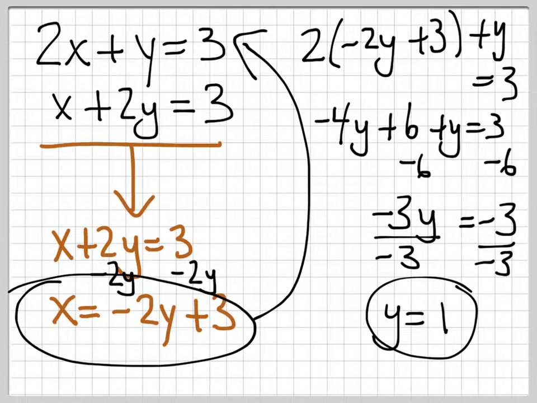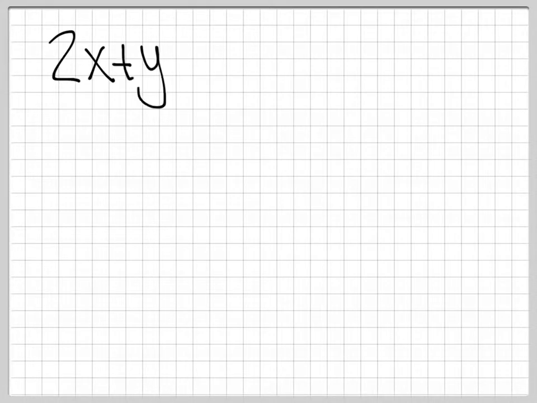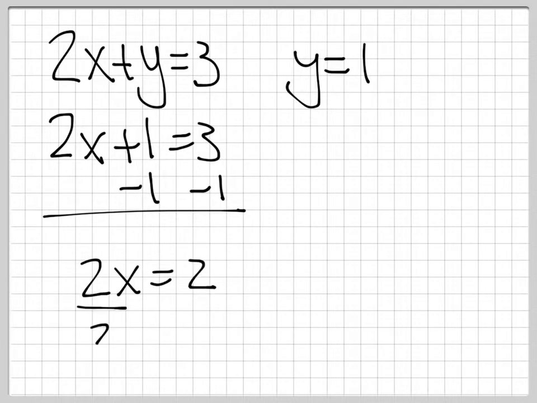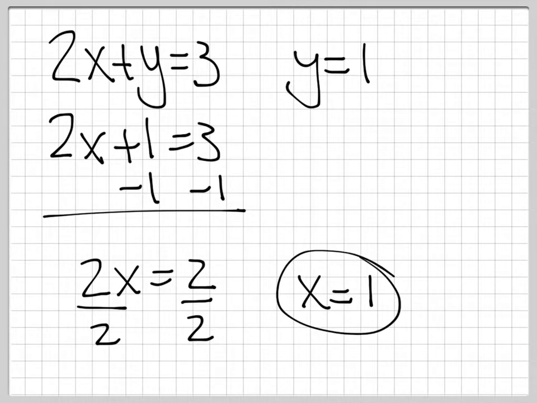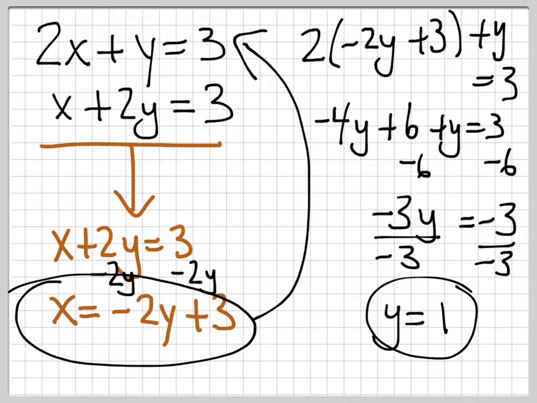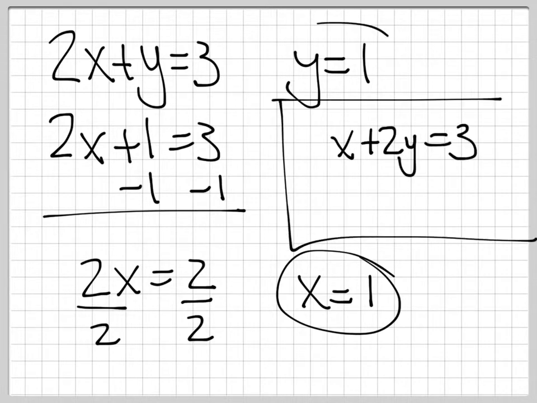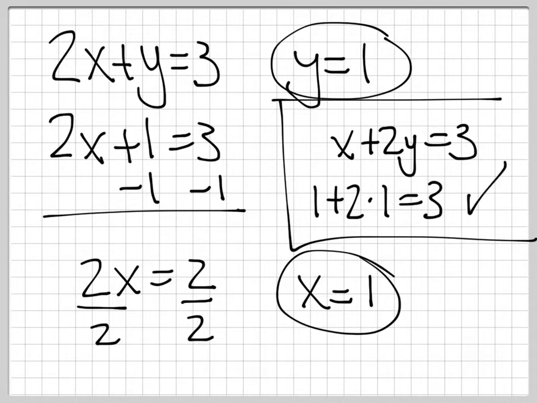Well, let's take 2x plus y equals 3 and y equals 1 to find x. 2x plus 1 equals 3. Move my 1. I get 2x equals 2. Divide by 2. And I get x equals 1. Now we know this is going to work in 2x plus y equals 3 because that's where we just got it from. But let's check in x plus 2y equals 3. If I write x plus 2y equals 3, and I substitute my y equals 1 and my x equals 1, then I get 1 plus 2 times 1 is 3, which is definitely true.